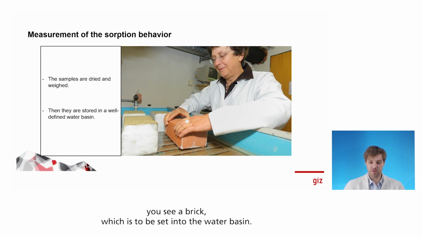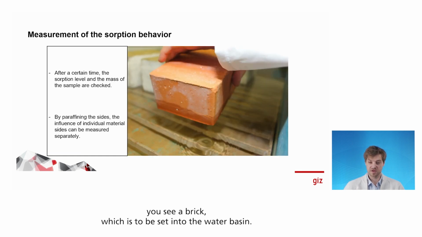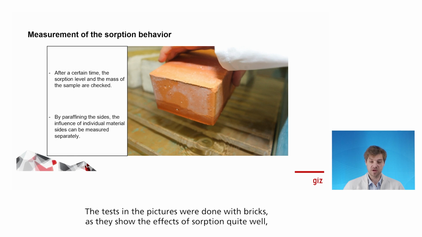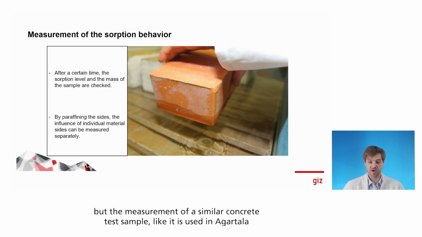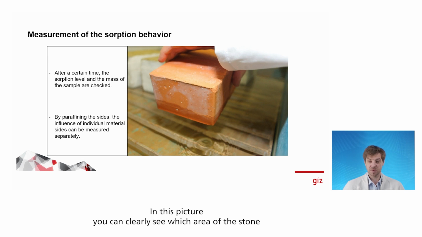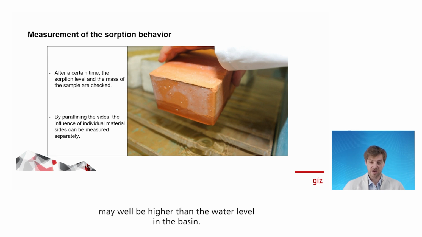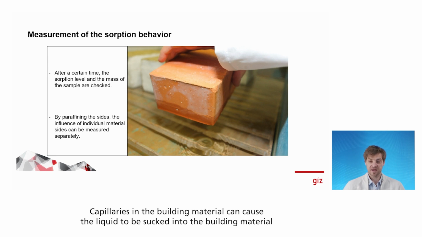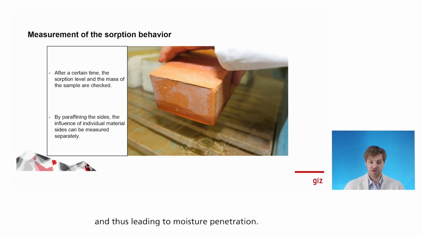In this picture, you see a brick, which is to be set into the water basin. The tests in the picture were done with bricks, as they show the effect of sorption quite well. But the measurements of a similar concrete test sample, like it is used in AGARTALA, would be the same. In this picture, you can clearly see which area of the stone is saturated with water already. In this experiment, the saturated area may well be higher than the water level in the basin. Capillaries in the building material can cause the liquid to be sucked into the building material, thus leading to moisture penetration.